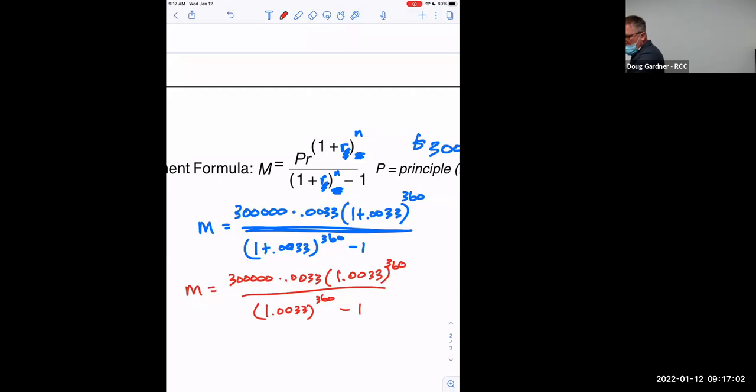Exponents. Notice there's two different ones. So what does your calculator say that is? So how do you do that in your calculator? 1.0033. See this button right here? A little upward arrow looking thing, that's the exponent symbol. So hit that. Now, not everybody's calculator is going to do the same.